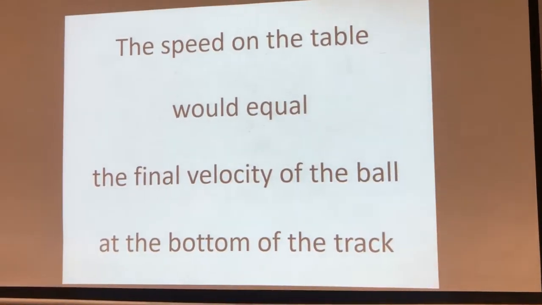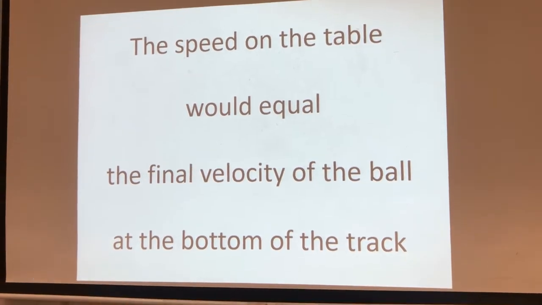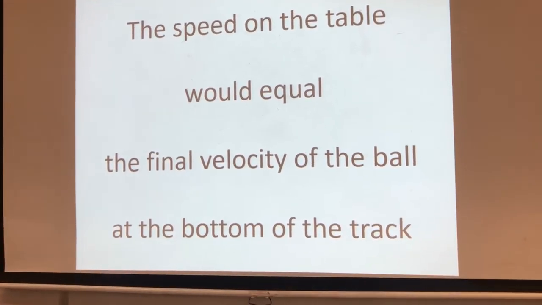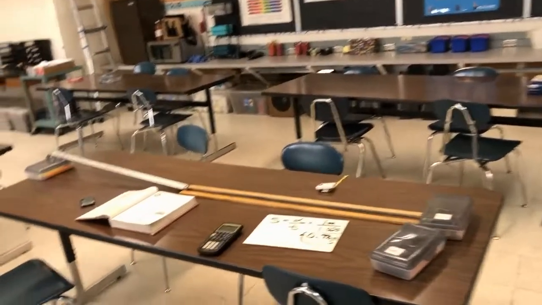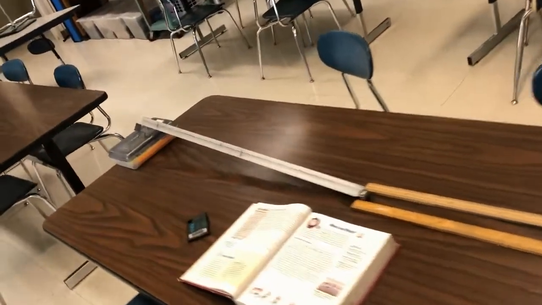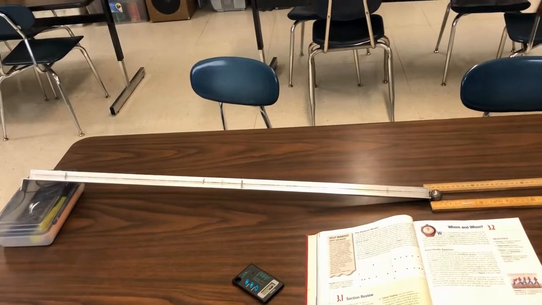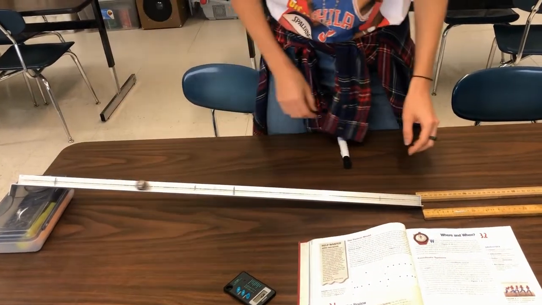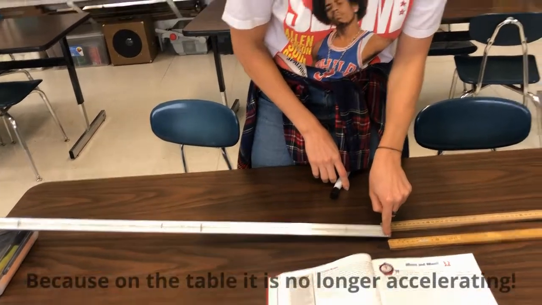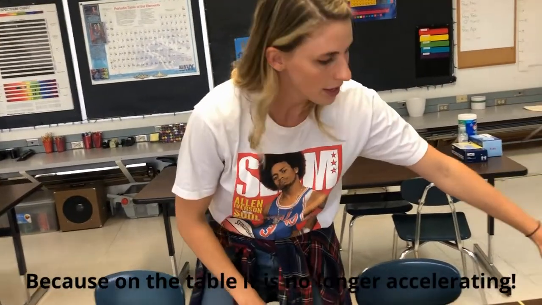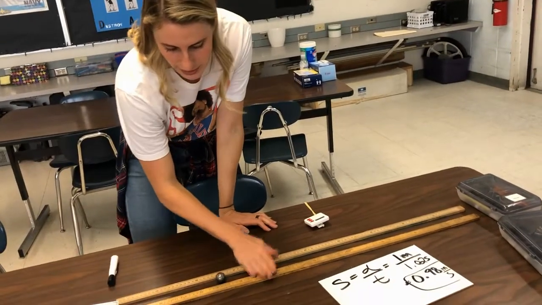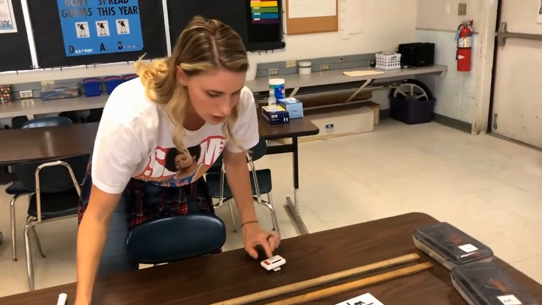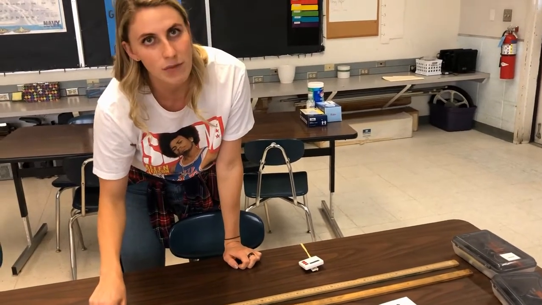The speed on the table would equal the final velocity of the ball at the bottom of the track. Think about that. That makes sense, doesn't it? Because what's the ball doing while it rolls down the track? As it's rolling down the track, it's accelerating, getting faster and faster, and right there is as fast as it will go the rest of the way. So if we can figure out what the speed is from here to here in a certain amount of time, then whatever that speed is, that's the final velocity.